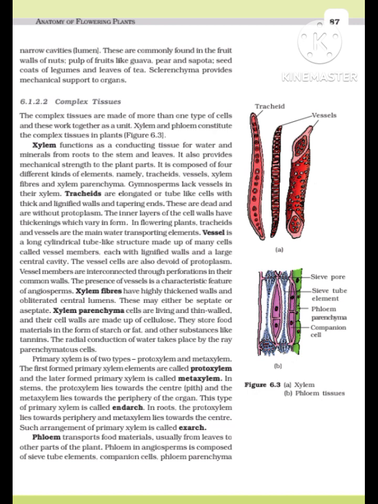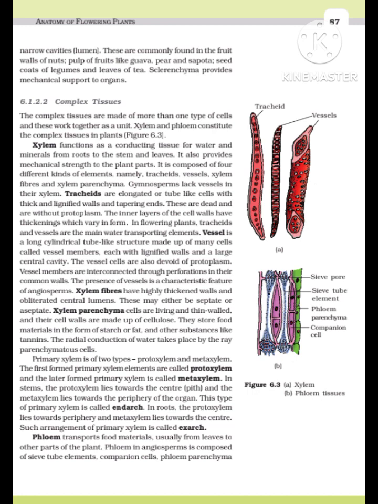In stems, the protoxylem lies towards the center (pith) and the metaxylem lies towards the periphery of the organ. This type of primary xylem is called endarch. In roots, the protoxylem lies towards the periphery and metaxylem lies towards the center. Such arrangement of primary xylem is called exarch. Phloem transports food materials, usually from leaves to other parts of the plant.